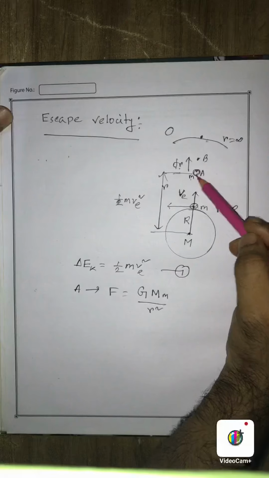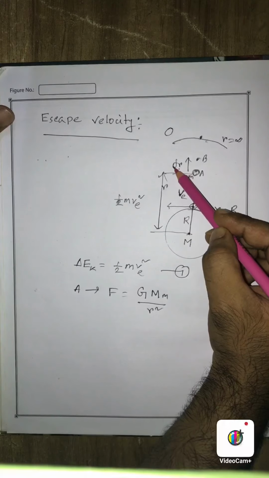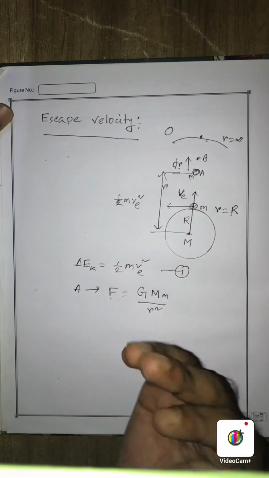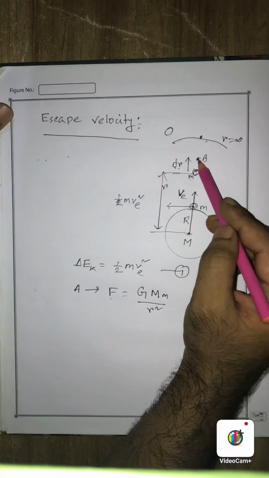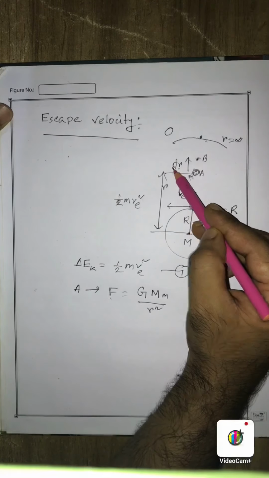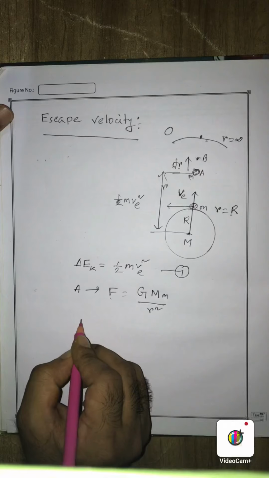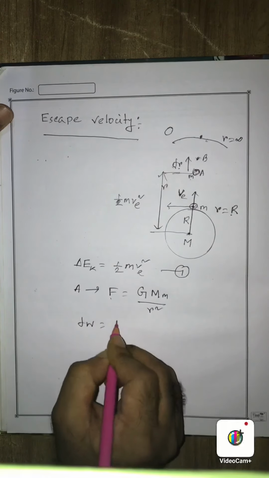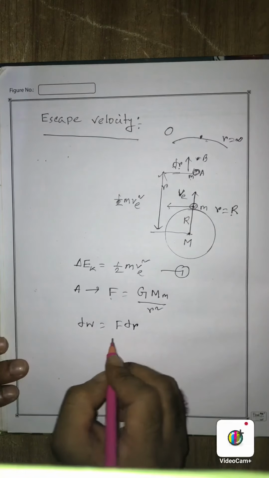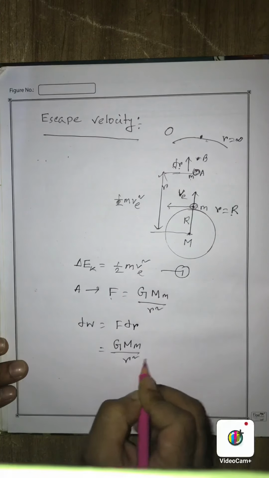When the object moves from A to B, the displacement will be small. For this reason, the gravitational attraction force is nearly equal between these two points, because dr is very small. Now the small work done dW equals F dr. F dr is the small work done. So dW equals G capital M small m divided by r square dr.